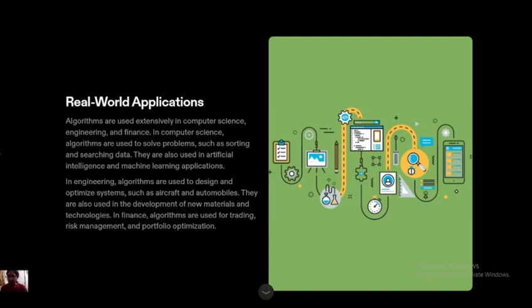Real-world applications. Algorithms are used extensively in computer science, engineering, and finance. In computer science, algorithms are used to solve problems such as sorting and searching data. They are also used in artificial intelligence and machine learning applications. In engineering, algorithms are used to design and optimize systems such as aircraft and automobiles. They are also used in the development of new materials and technologies. In finance, algorithms are used for trading, risk management and portfolio optimization.